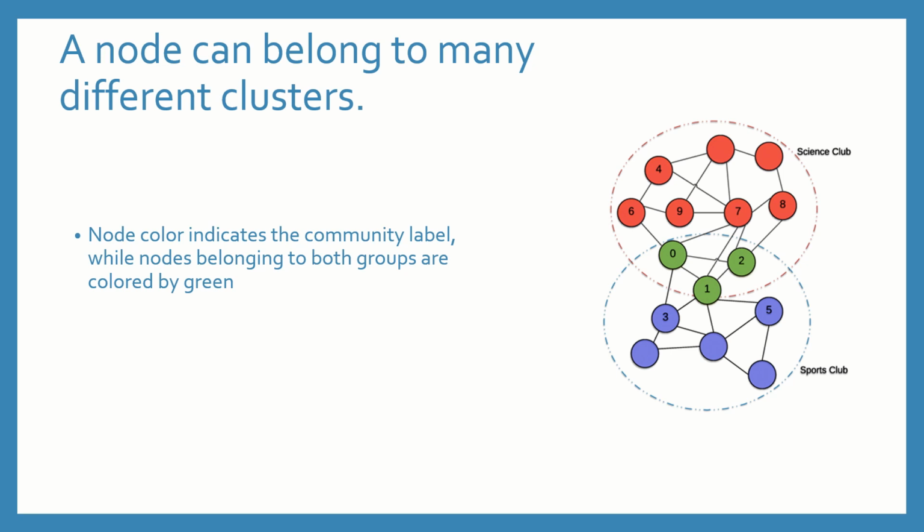For example, we can see that a node can belong to many different classes. In the picture, we can see that node color indicates the community neighbor, while nodes belonging to both groups are colored green. So the green nodes belong to the science club and sports club.